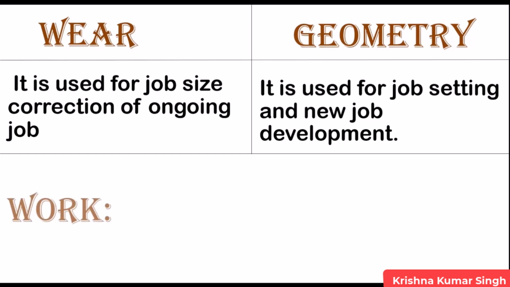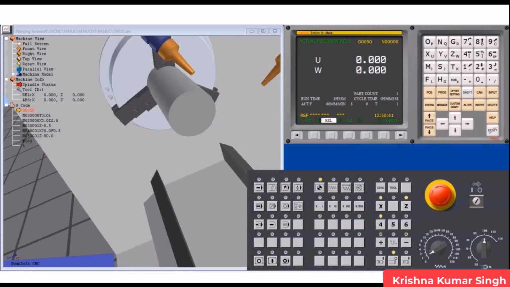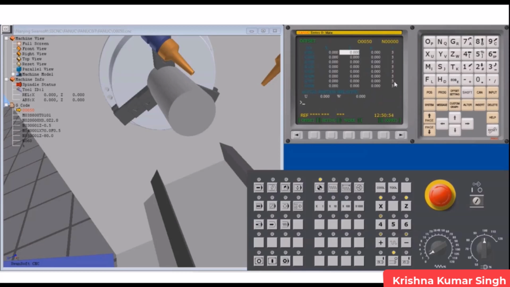3. Work offset. Sometimes you may need to apply the same offset to all the tools. Instead of setting offsets for each tool individually, you can apply an offset in the Work Offset page, which will be applied to all the tools. Now, let's see these offsets with the help of videos to gain a better understanding.